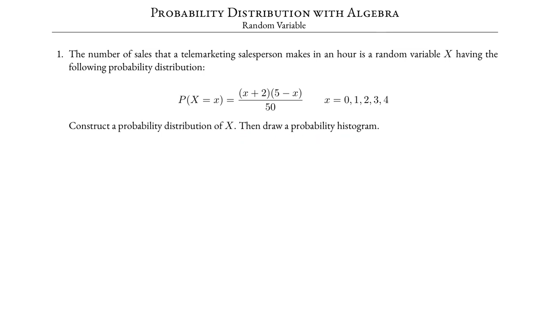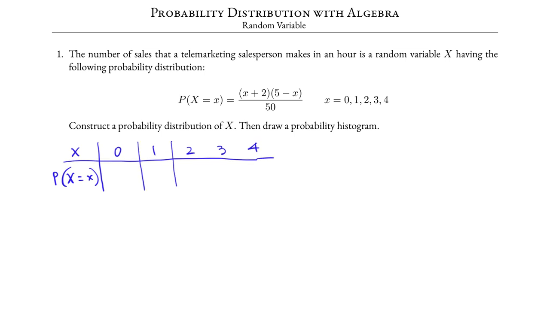A probability distribution of x lists the value of the random variable x with the corresponding probability. The possible values of x in this case are 0, 1, 2, 3, and 4. These are given. We now find the corresponding probabilities, but we are given the probability distribution already, and so we just simply plug in x.